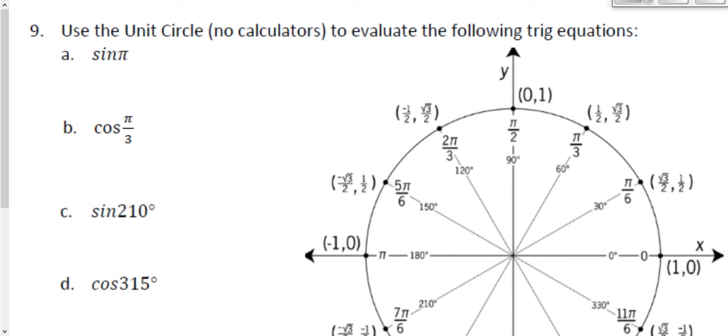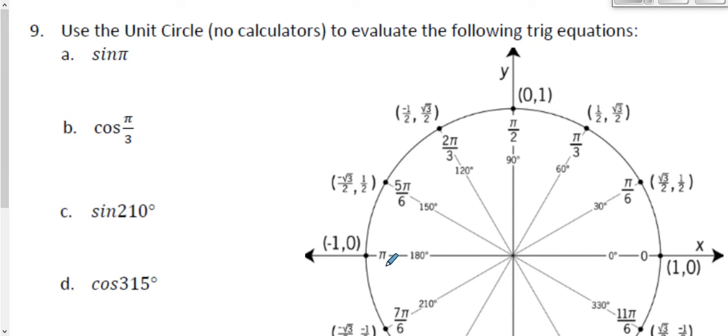Alright, in this video we're going to take a look at using the unit circle to evaluate some trig equations. We're going to start by trying to find the sine of pi. You'll notice on the right I have pasted in a copy of the unit circle, and pi is right here on the x-axis. It's right over here.